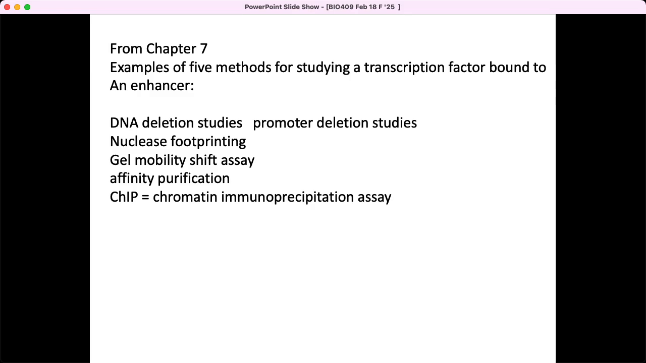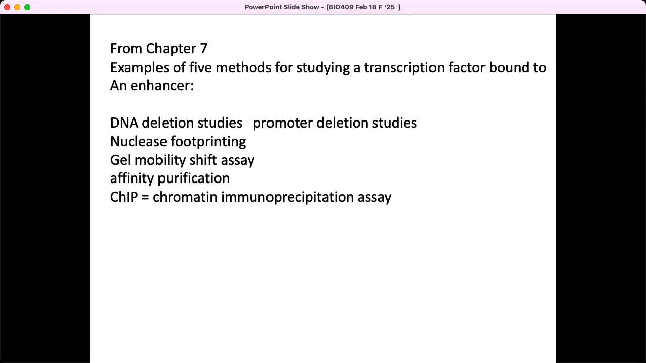And then we can do a nuclease footprint to show, yeah, there's a protein that binds to that. So we get a little footprint, and that gives us a piece of DNA that would be the enhancer. Then we can confirm that with this gel mobility shift assay. Yep, there's a protein that binds to that DNA, and it causes it to migrate more slowly on the gel.